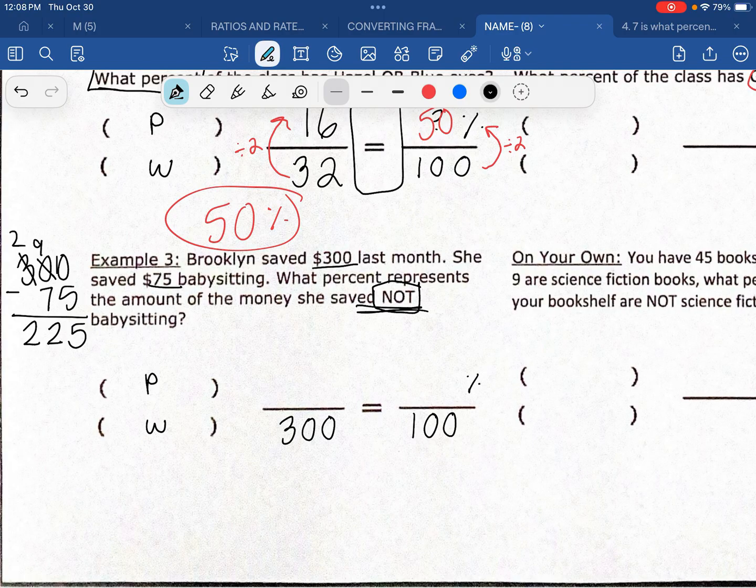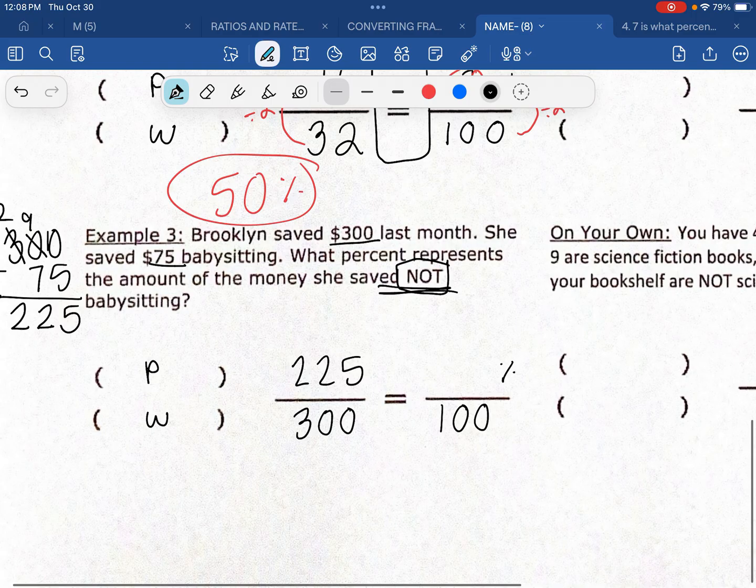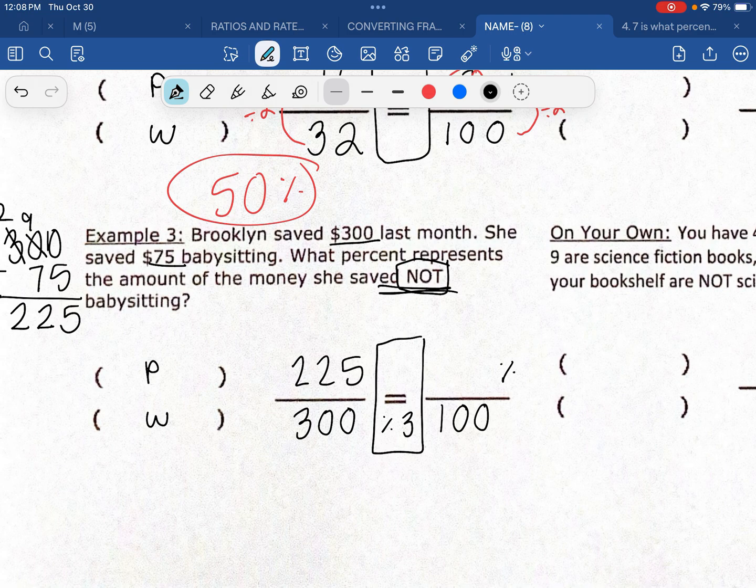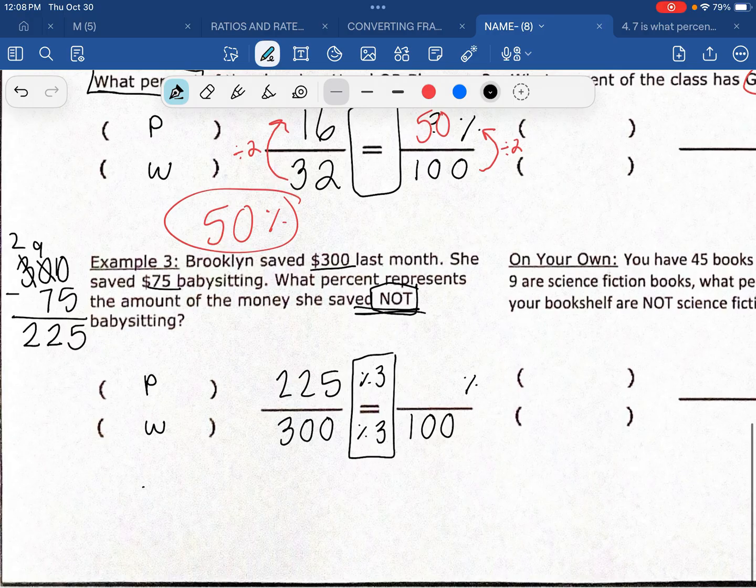And I get 225. So I know 225 of those dollars were made or saved not by babysitting. Okay, I'm going to make my scale factor box. On this one, I'm going from 300 to 100. So I'm dividing by 3. So that means I'm going to have to divide 225 by 3 to get my answer.